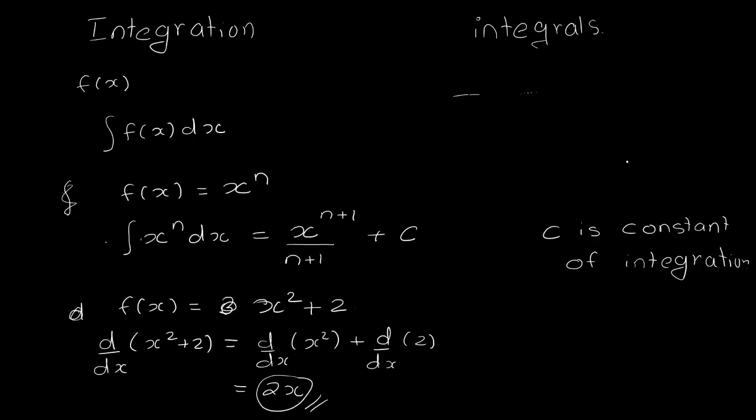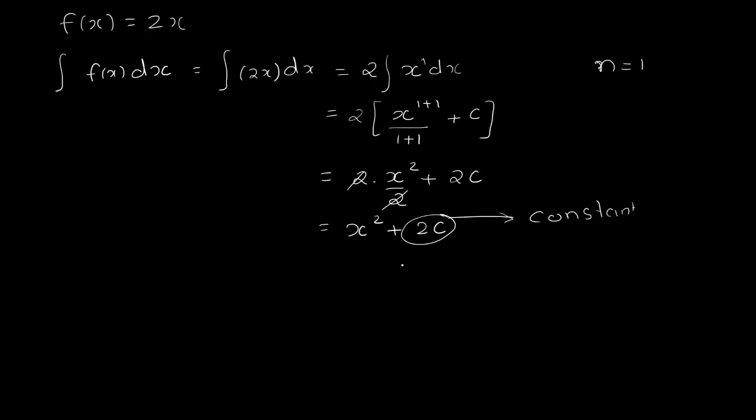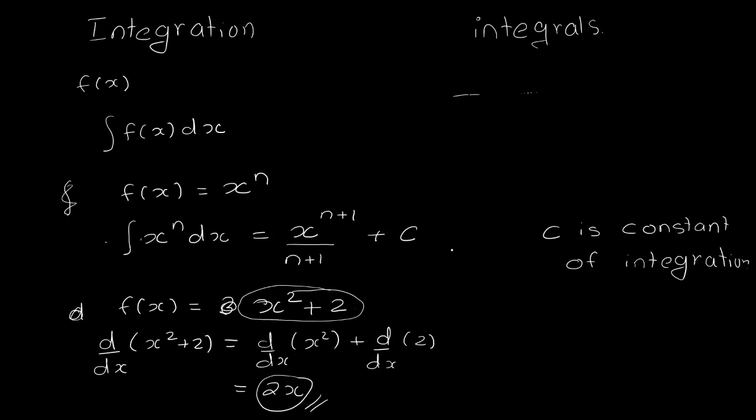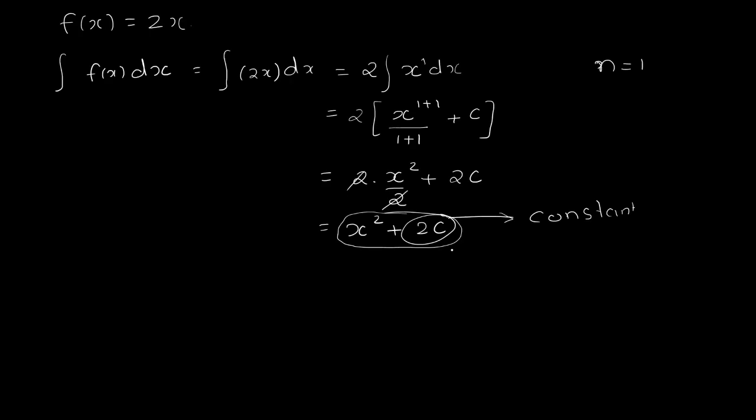So if you see here, the function you started with was x square plus 2. When you found the integral of this, you got kind of the same function again, x square plus some constant. That's why we say that integration is the opposite of the derivative. Similarly, we have the formula d by dx of sine of x is equal to cos of x. So now it is exactly the opposite.